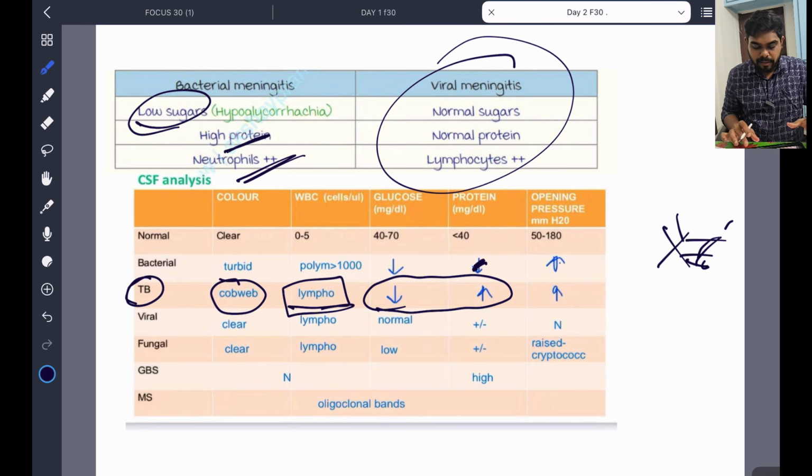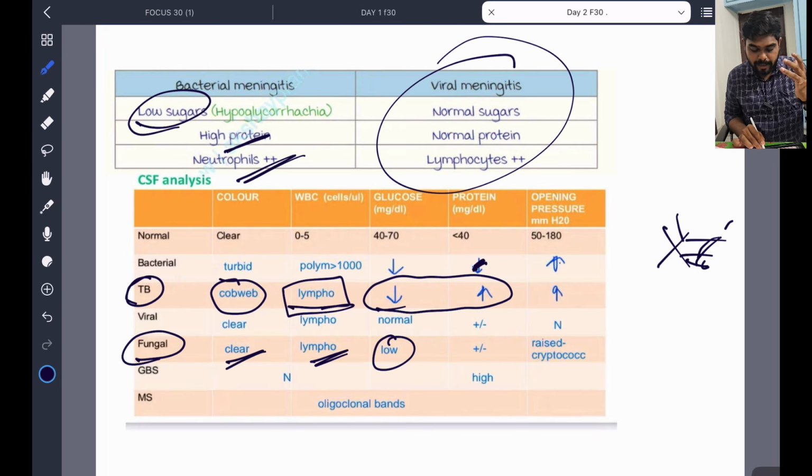And there are some wrong things in here. Don't just go by whatever I am saying, just see. Okay. In fungal, the color will usually be clear, lymphocytes will be there, and glucose will be low. Proteins will be either plus or minus, either increased, decreased or normal.